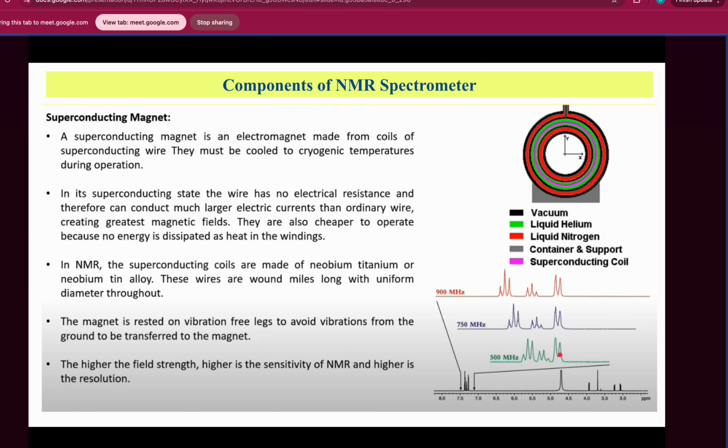So this is showing how we are using superconducting magnets, and that if we use higher field strength, then sensitivity will also increase.